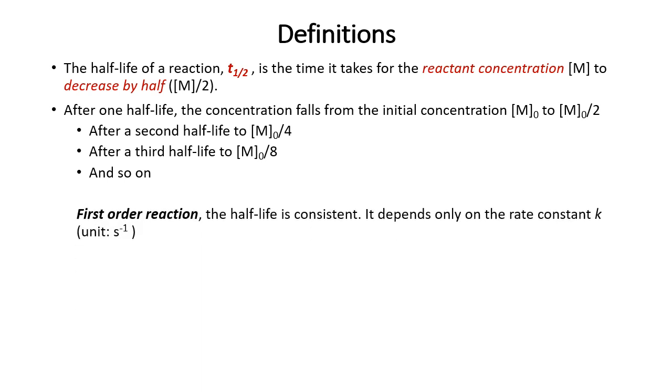For a first-order reaction, the half-life is constant. It depends only on the rate constant K, and for the first-order reaction, the rate constant K has a unit of second minus 1. And this equation shows the half-life for the first-order reaction: 0.693 divided by K.